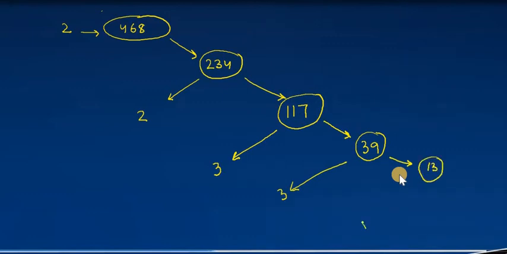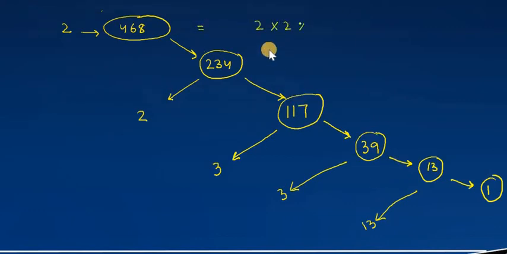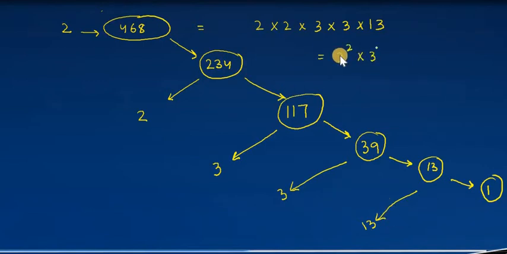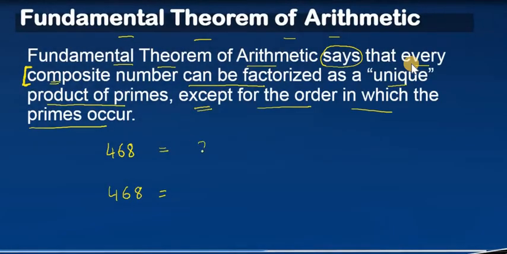So what can you conclude? 468 can be divided by 2, again 2, 3, 3, 13 and 1. So 468 is equal to 2 into 2 into 3 into 3 into 13. That is 2 square into 3 square into 13. So this is the first way of prime factorizing. Now let us see the second way. Before that, let's write it down. 468 is equal to 2 square into 3 square into 13.